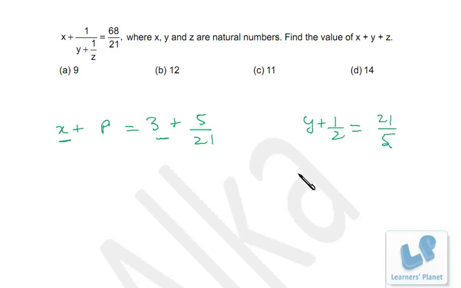Okay, so further, Y plus 1 by Z, I just break this number, is 4 plus 1 by 5. So Y is 4 and 1 by Z is 1 by 5. That means Z is 5. So all these numbers are satisfied, right? That means X is 3, Y is 4 and Z is 5. So X plus Y plus Z will be 3 plus 4 plus 5. That's 12, right? So simply you can solve this problem. Okay.